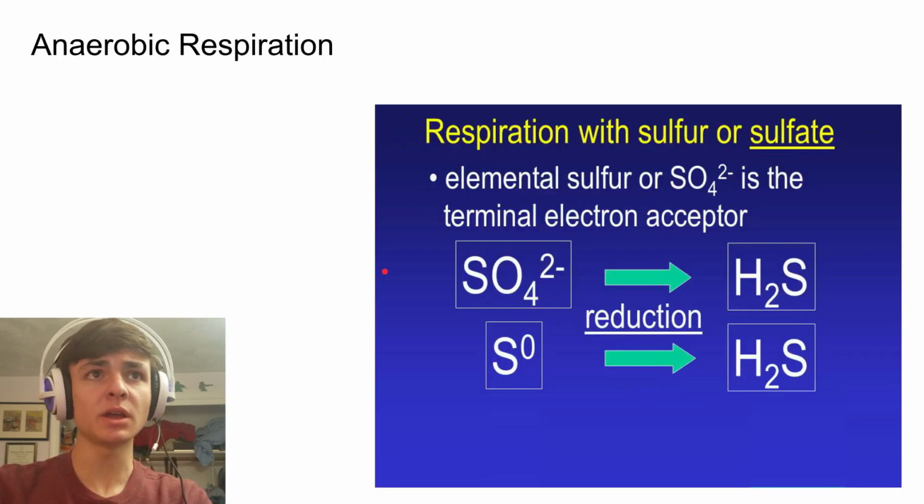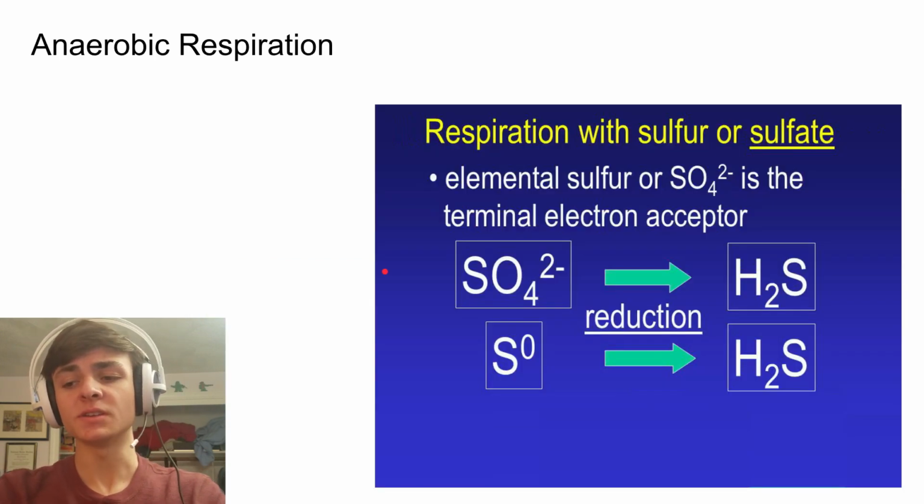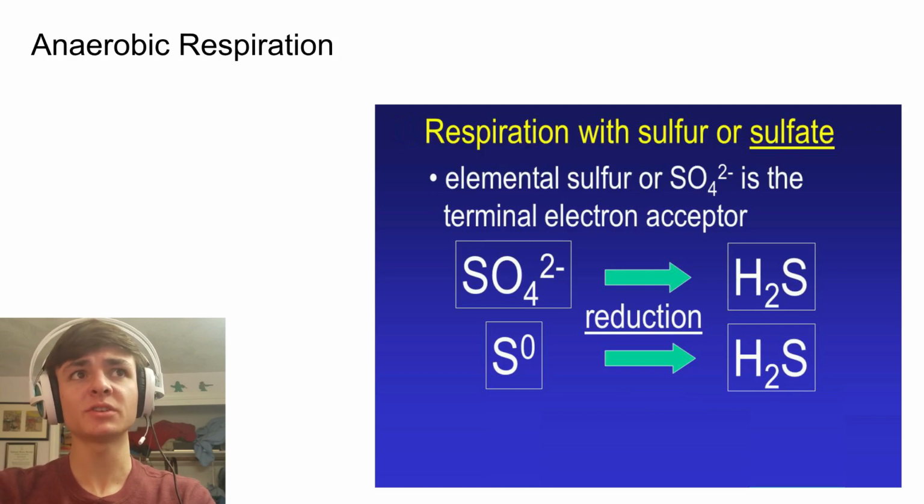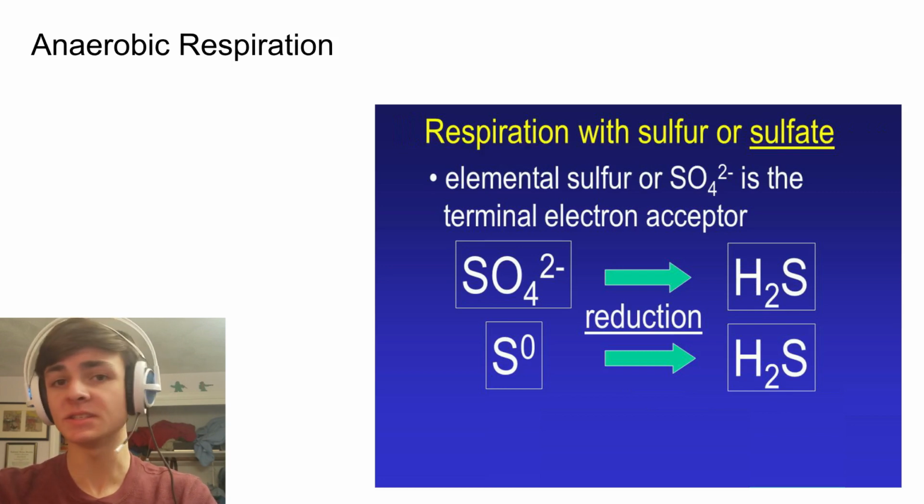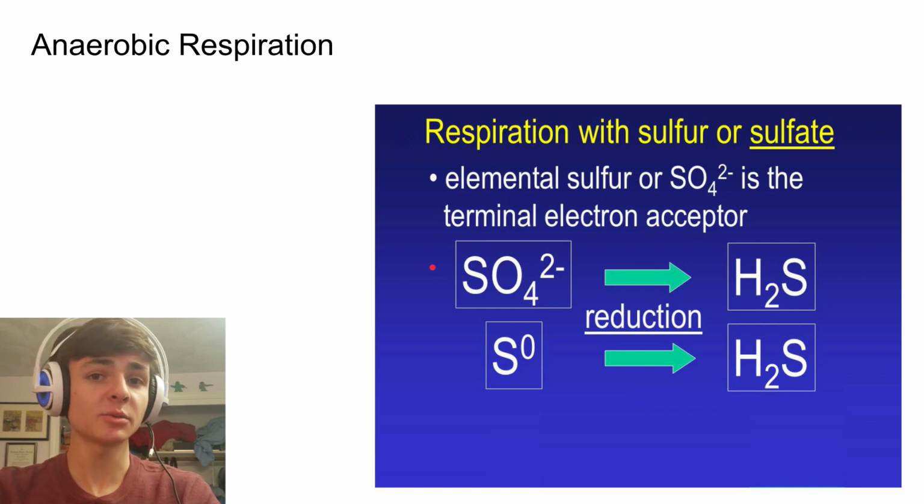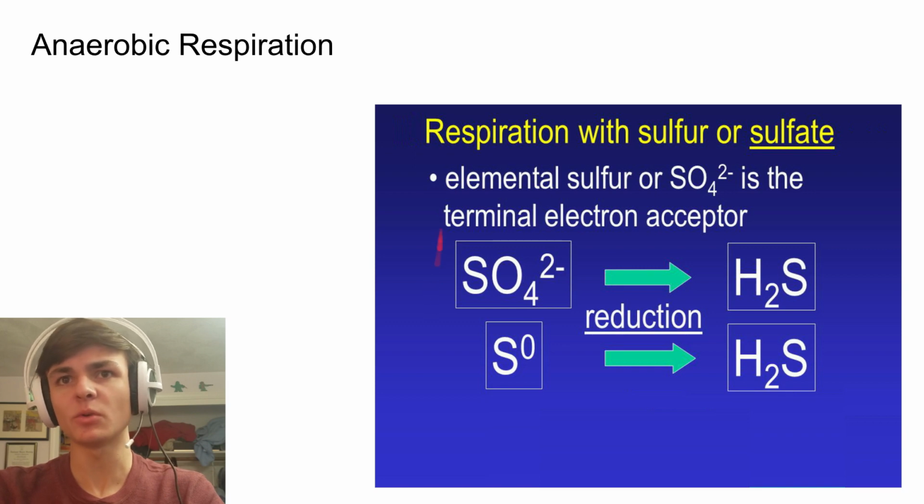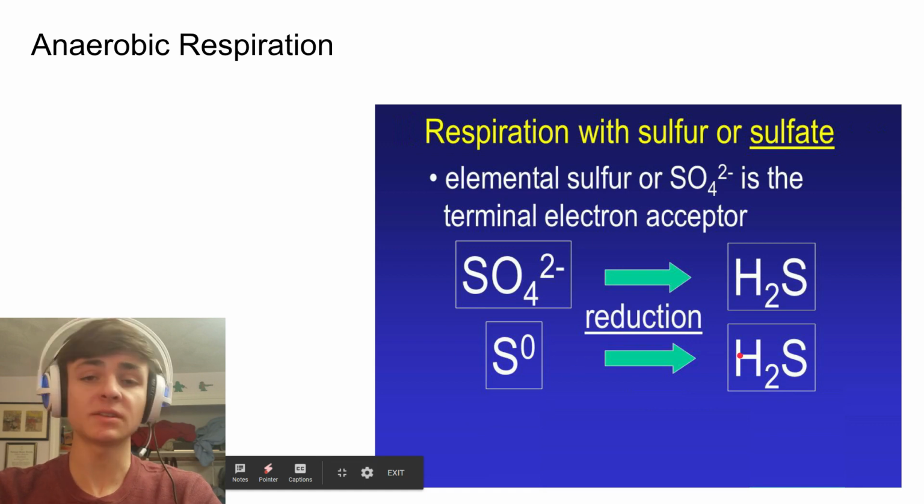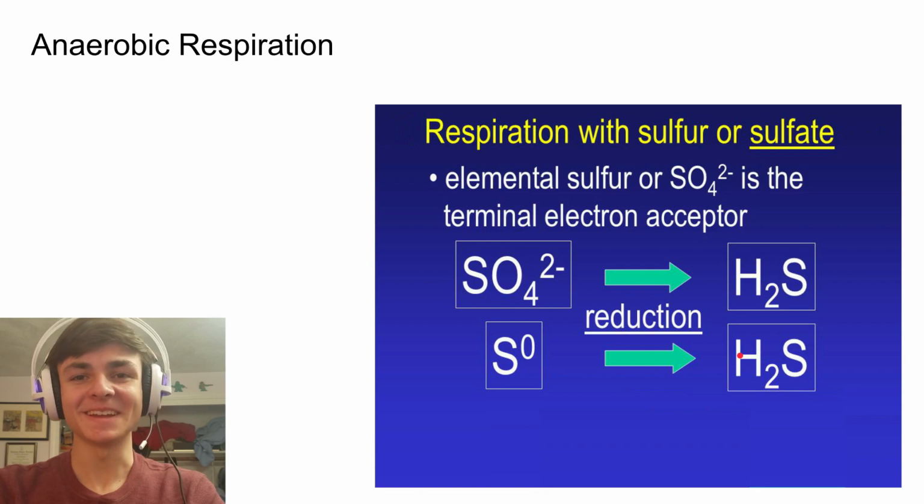All right, and then finally we have anaerobic respiration, which is pretty much the same as aerobic respiration, except for the fact that oxygen is not the final electron acceptor in the electron transport chain. The electron transport chain still occurs, but a different molecule that's very attracted to electrons will be the final electron acceptor. So, for example, we have SO4 2-, and then sulfur, and both of these will, instead of forming water, form H2S. And I guess that's it.